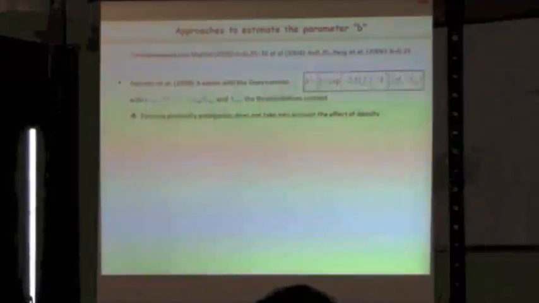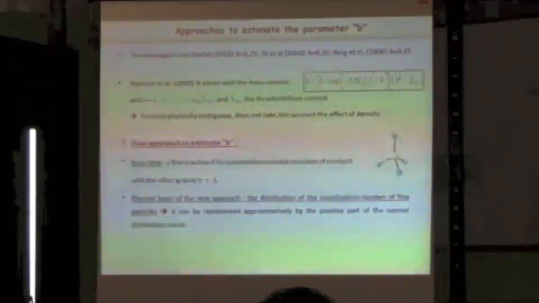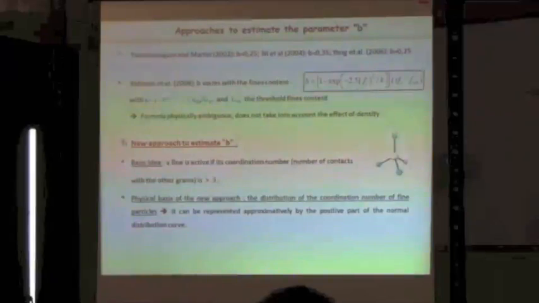However, this formula is physically ambiguous and doesn't take into account the effect of density parameters, which are the main parameters which govern the mechanical behavior of soil. So based on this, we proposed new approaches to estimate the parameter B. The basic idea of these approaches is that a fine is active when its coordination number is greater than 3.